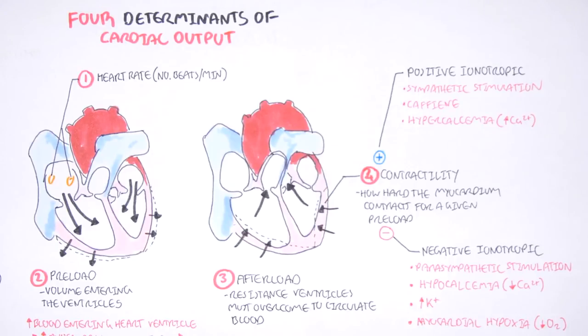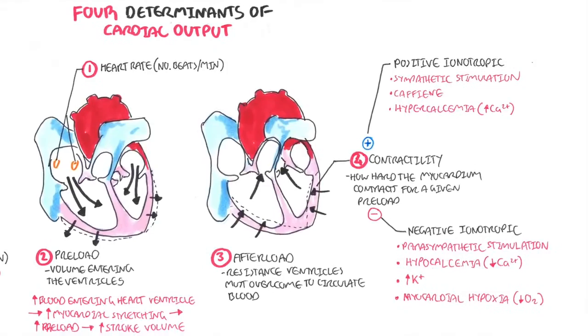Hope that all made sense. So that was a brief look at cardiac output and what influences cardiac output. So there are 4 determinants of cardiac output: heart rate, preload, afterload, and contractility.